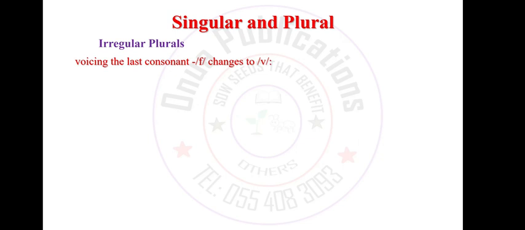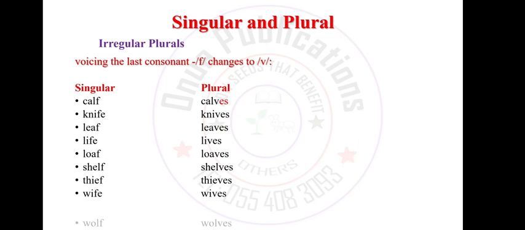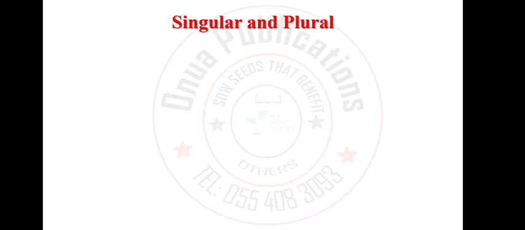Let's look at changing the F to V. You then have calf, calves, knife, knives, leaves, life, lives, loaf, loaves, chefs, thieves, wives, wolves.